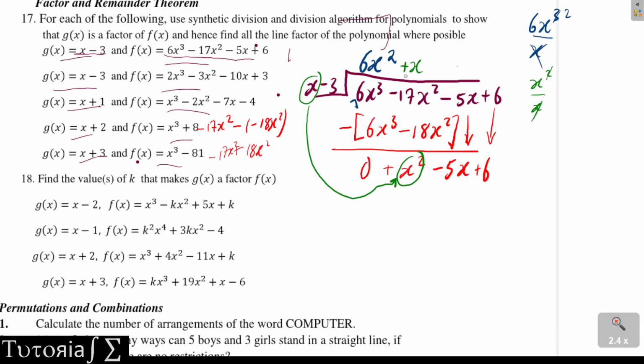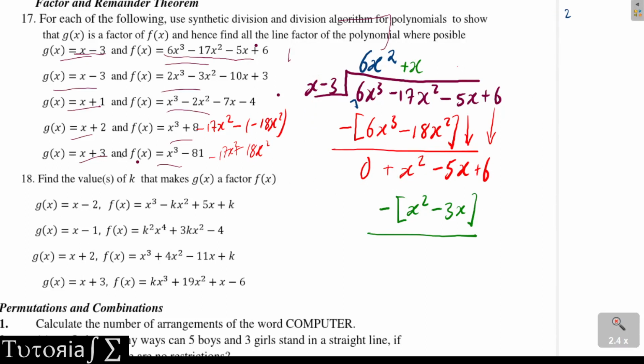Then again, we'll multiply the positive x times x. So that will be, we put in brackets, x to the power 2, positive x times negative 3, so that will be negative 3x. Again, we subtract and we say over. So let me just clean this. Right, so that is cleared. So we see that here we can now subtract.